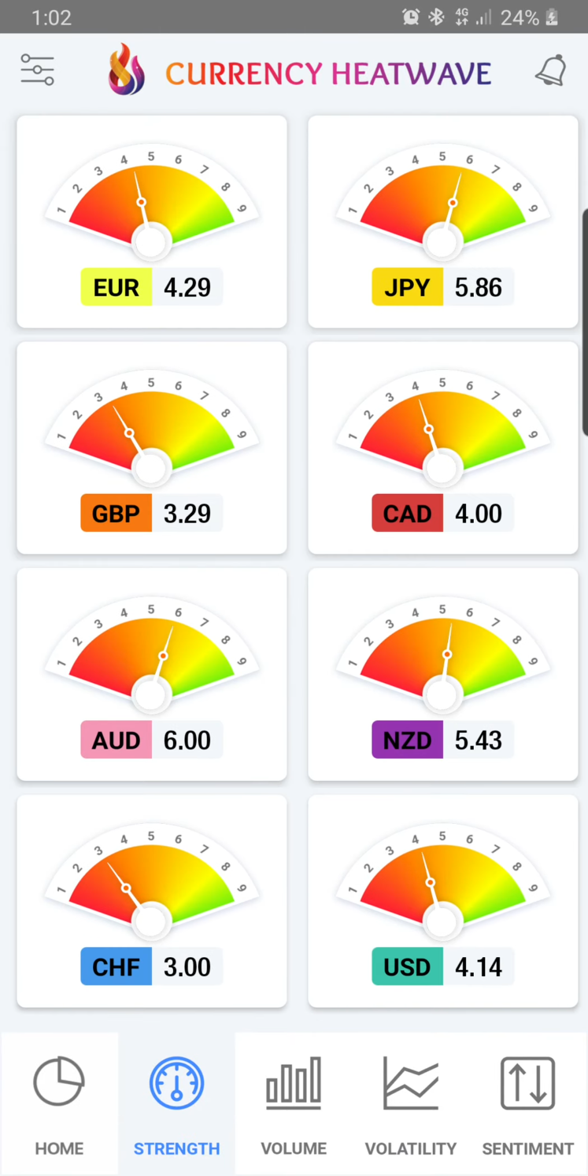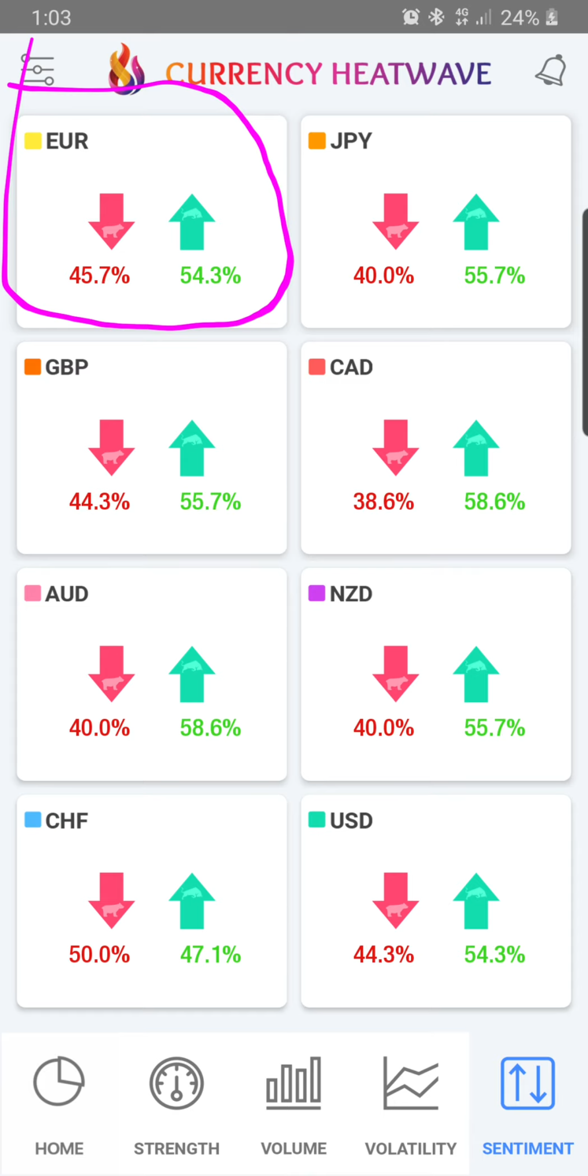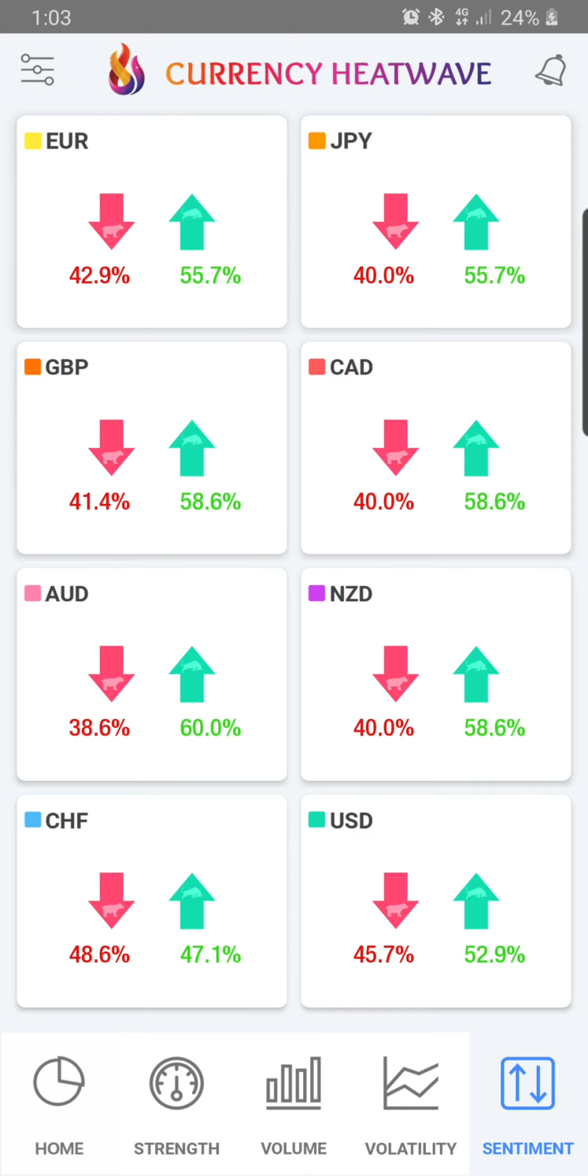But you should focus on this currency strength meter. So the sentiment just tells you the market sentiment, the ratio of buyers to sellers. You can see over here, Euro is telling you that 45.3% of the market are shorting Euro, and 54.3% are longing Euro. So how do you use this?